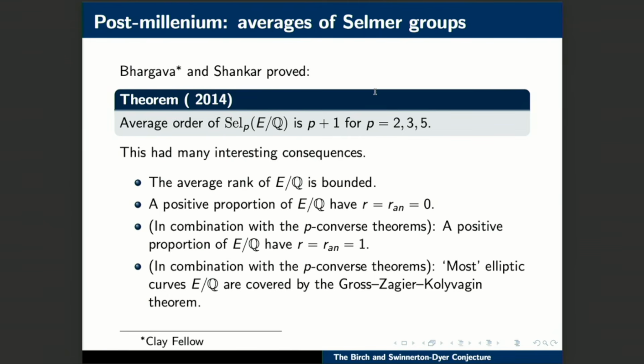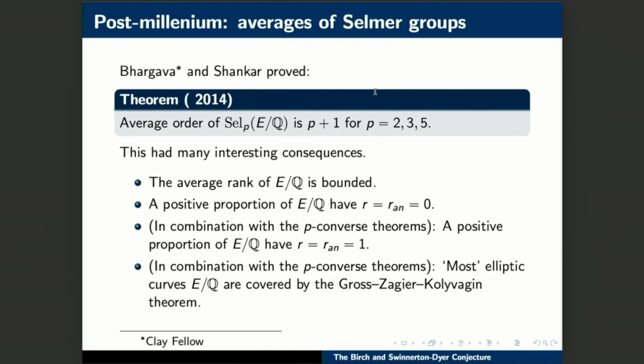That was conjectured to be true, but even the numerical data at the time was not quite convincing. And so this was a very striking result, that the average rank is bounded. It shows that a positive proportion of elliptic curves have both analytic and algebraic rank equal to 0. That comes from showing that a positive proportion of them have Selmer dimension actually just 1. And so if you combine that with those converse theorems, the opposite direction to Gross-Zagier, you get the analytic rank being 0.